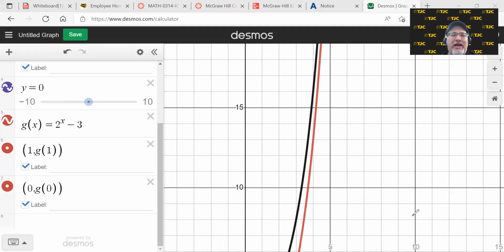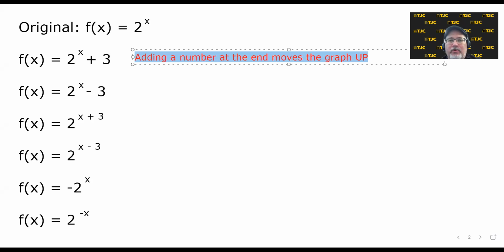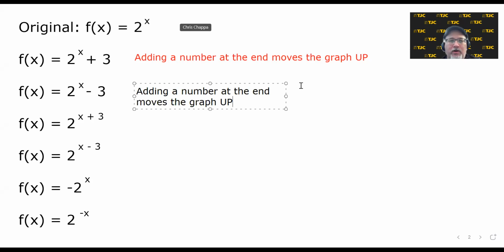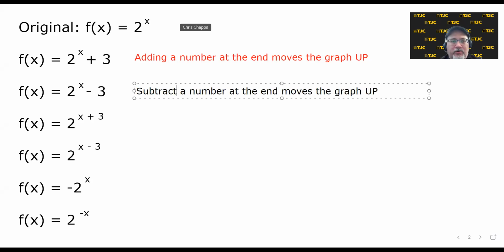All right, so we now know what happens when we subtract a number, and that was not supposed to be red, but you know what? I like it that way, so we'll leave it that way. Now, what happens if we subtract a number? Well, subtracting, I'm still not sure how that turned red. Subtracting a number at the end moves the graph down. Let's put that in red, because I think it looks good that way.